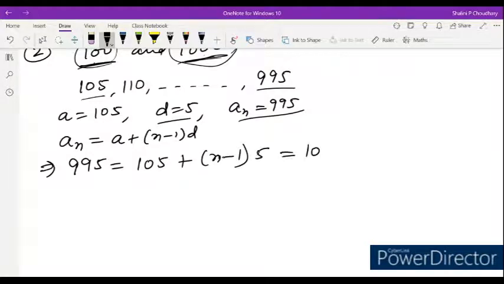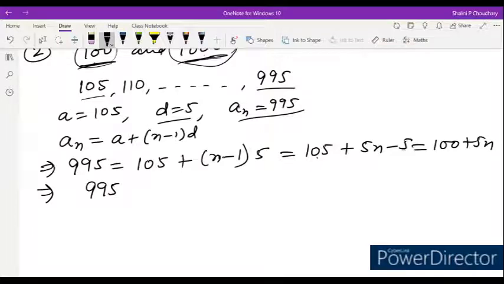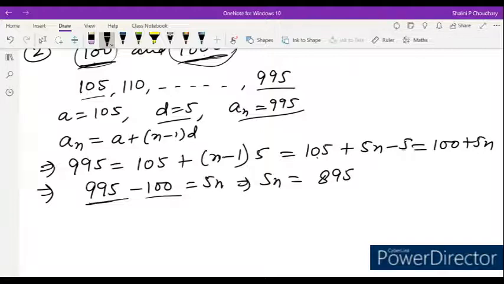So we can write 105 plus 5n minus 5. Now we do this minus 5, and this will be 100 plus 5n. Now 995 minus 100 will be equal to 5n. It means 5n will be equal to 995 minus 100, this will be 895. So when we divide 895 by 5, we'll get 179. It means n is equal to 179.